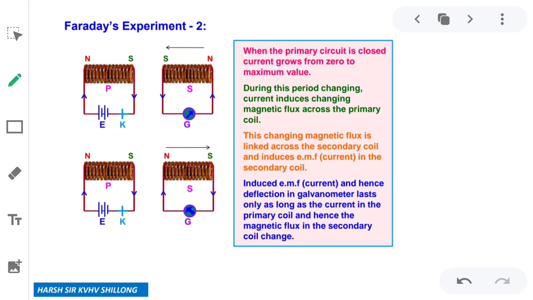This was the first experiment. Now we'll come to the second experiment. In this, nothing else has changed. The only thing they have changed is that, instead of a magnet, they have taken a current carrying loop.